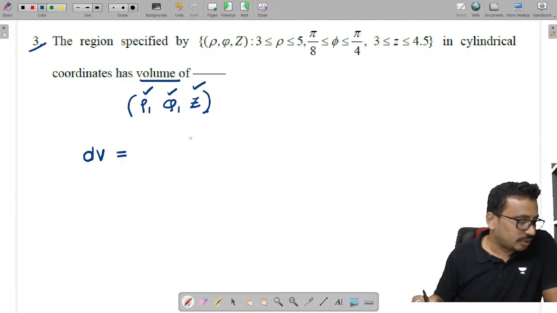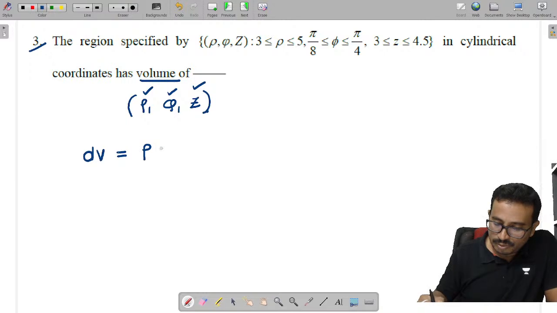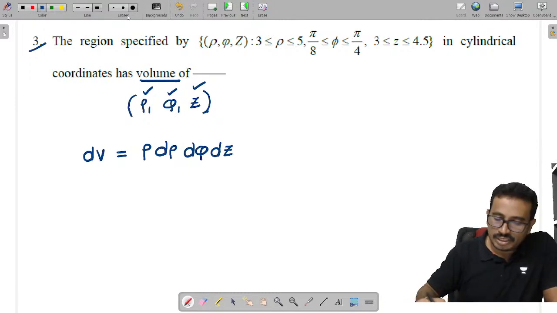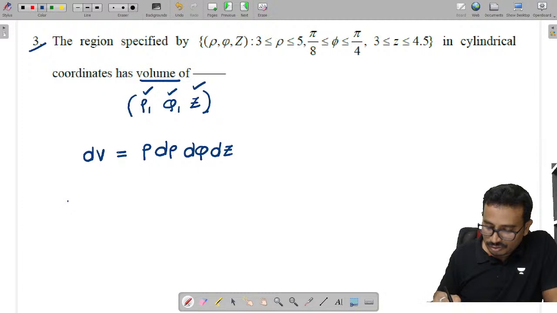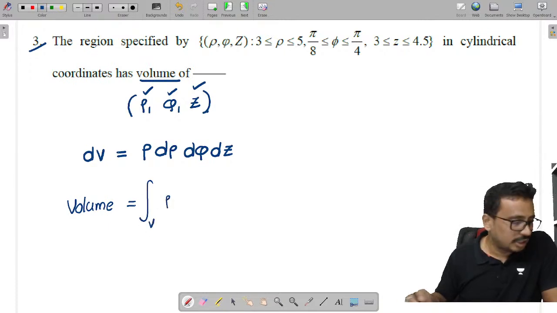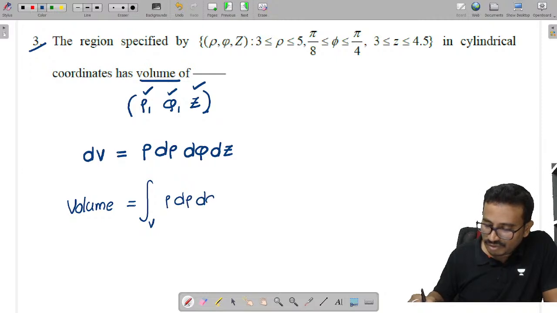Now tell me what we require here, which is equal to rho d rho, d phi, and dz. So we need the volume. This is a differential volume. To get the volume, what do I need to do here? I need to do the volume integration. We have to integrate rho d rho, d phi, and dz.